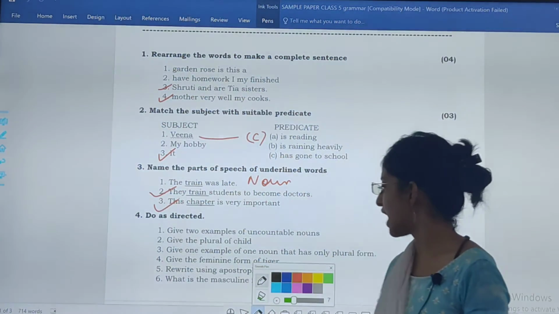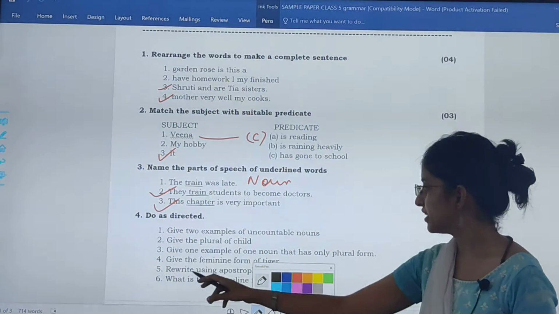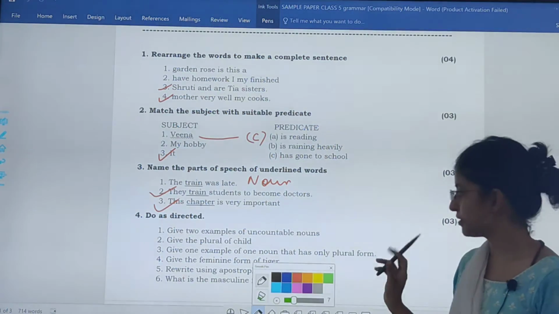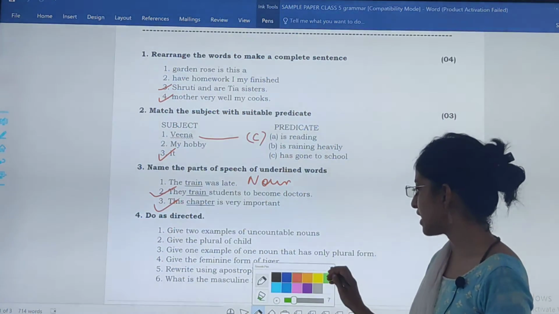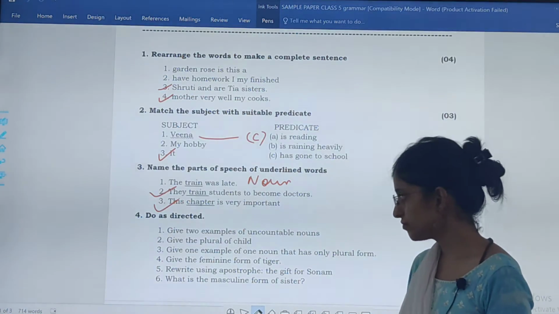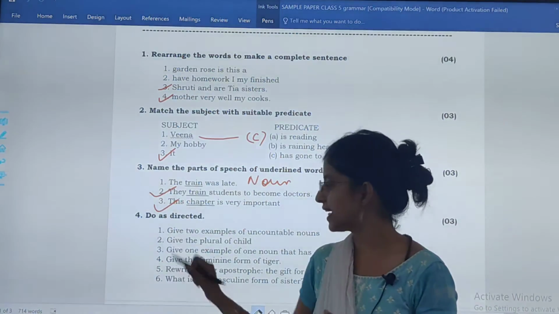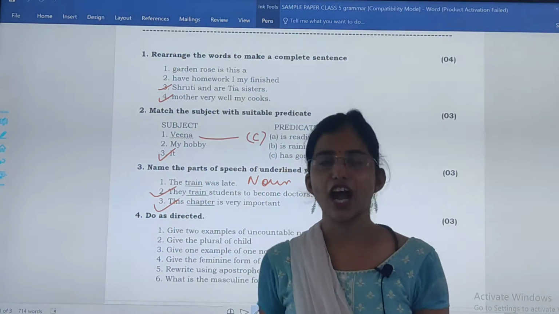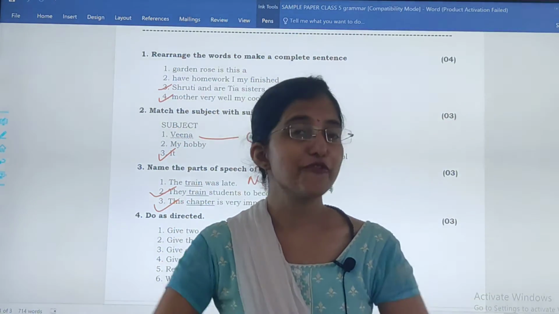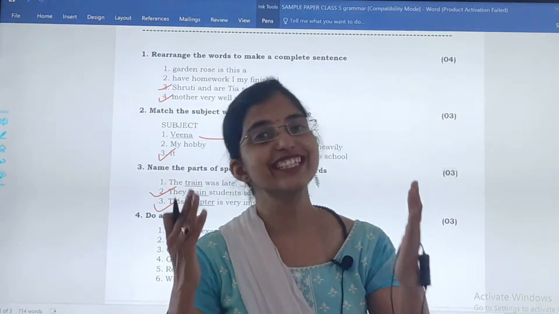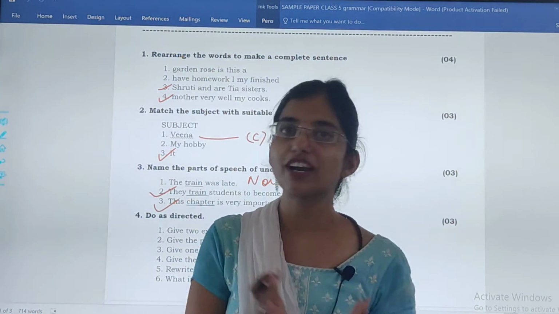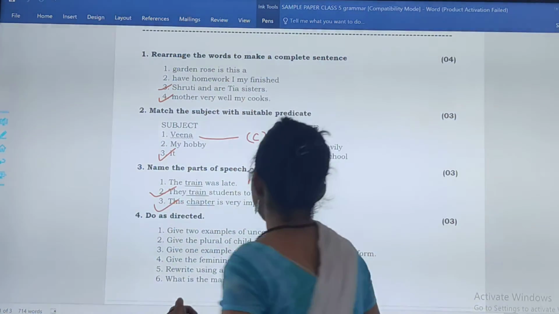Then do as directed. 6 questions, 3 marks. It means each question carries half marks. Give the plural of child. We are solving second one. Give the plural of child. How do I greet you? A very happy morning to my cute little children. So plural of child is children.